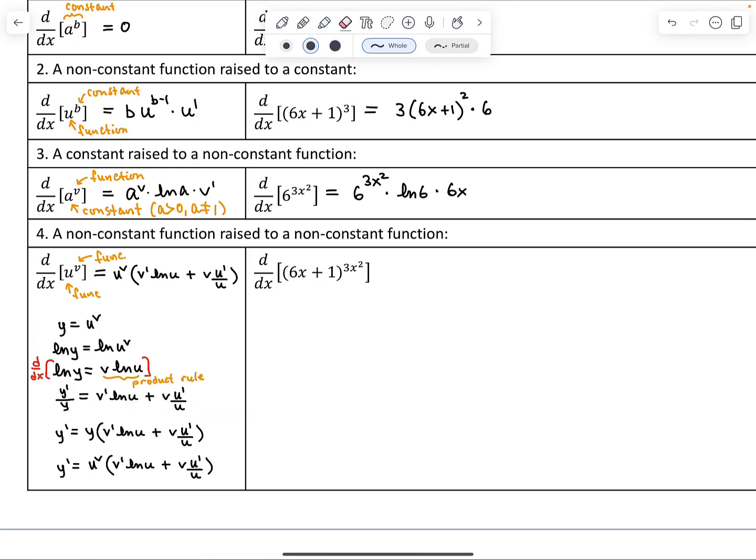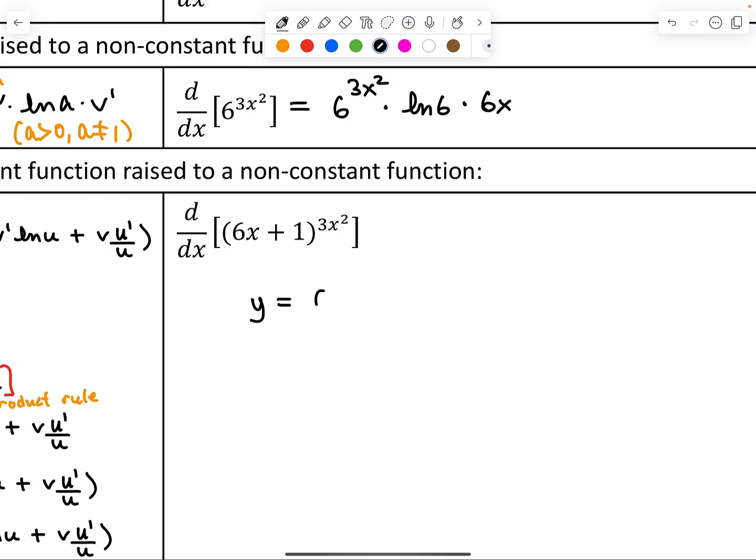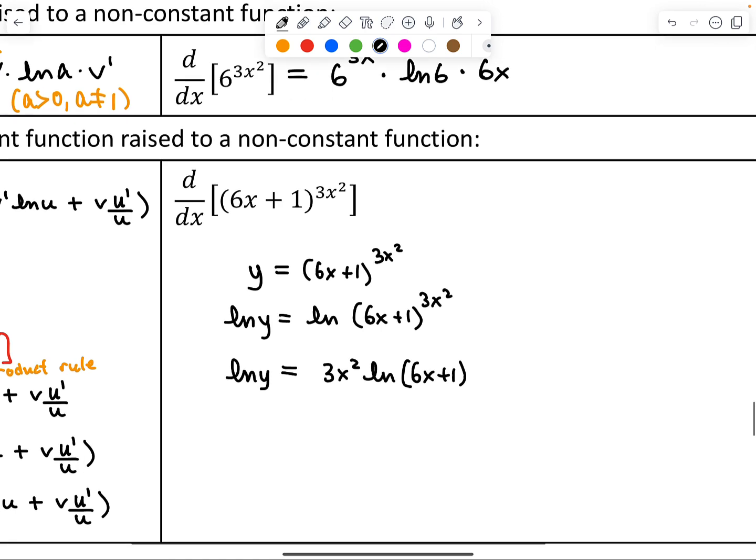So for our final example, we can just apply the formula, or you can go through the motions of doing logarithmic differentiation again, which is what I'll show here. Let's say y is this function. I'll take the natural log of both sides, use the property of logarithms to bring that 3x squared to the front, and now do implicit differentiation with respect to x. So the derivative of natural log y will be y prime over y. Here I have to use a product rule.